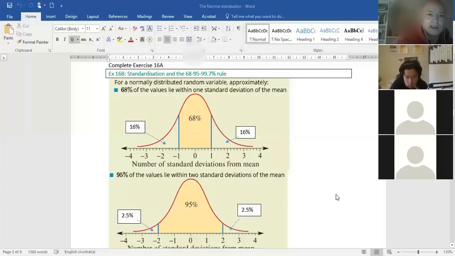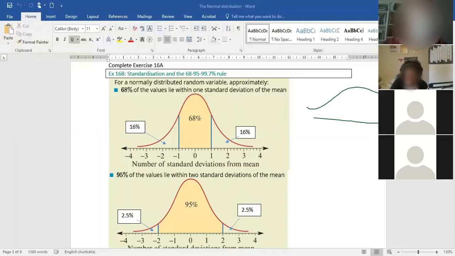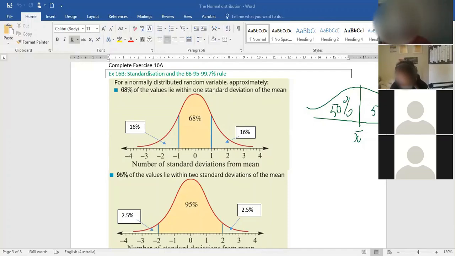I only showed you guys how to do this. So here we go. Standardisation and the 68, 95, 99.7 rule. We're going to go through this quickly, but I want to add one more rule here. Those of you doing further would know there is the rule straight in the middle. There's the mean, so 50% on either side. It's just common knowledge, but I like to always mention it.